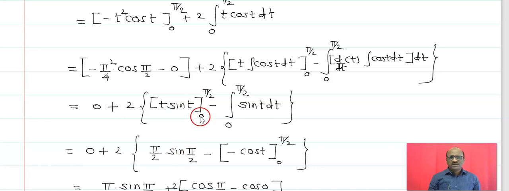What about the lower limit? If we put lower limit t equals 0, the whole term becomes 0. I had not written here, that is pi by 2 into sin of pi by 2 minus 0, I had not written.